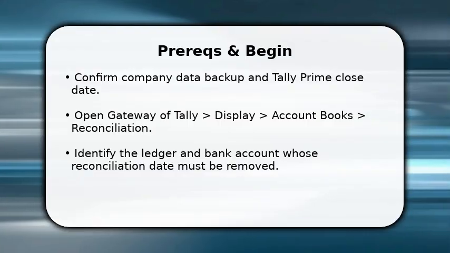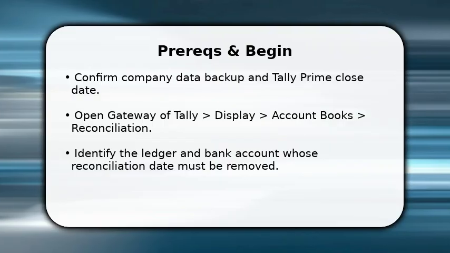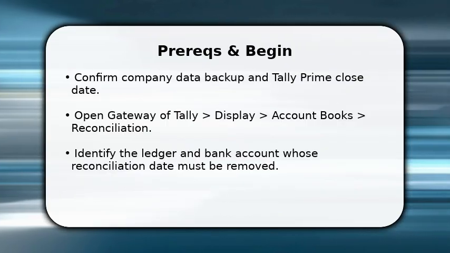You start with a backed-up company and Tally Prime open. This prevents data loss. Once done, go straight to Gateway of Tally, choose Display, then Account, Books, and Reconciliation. You must select the correct bank ledger and view the reconciliation screen.